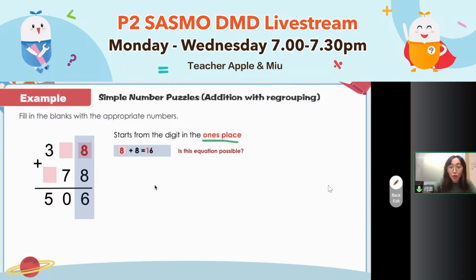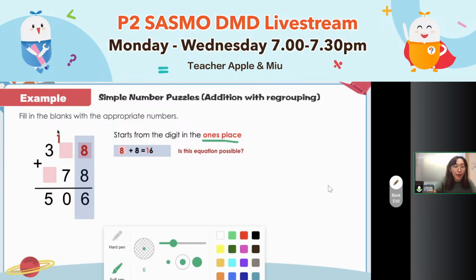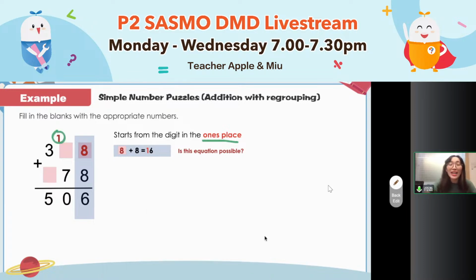And also, do remember to label your regrouping. Okay, we write down 2 here. Okay, put a 1 here. And after that, we move on to the tens place. For the tens place, look, we have something plus 7 equals 0. Again, how can we get a small number? How can we get a 0?